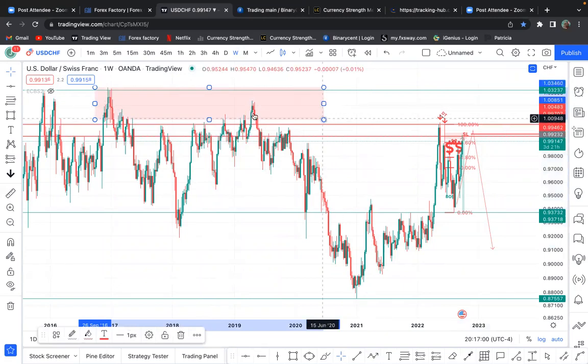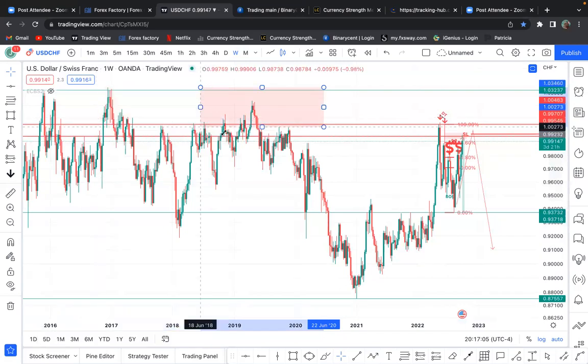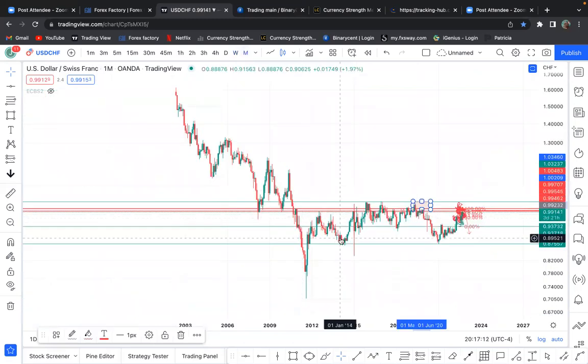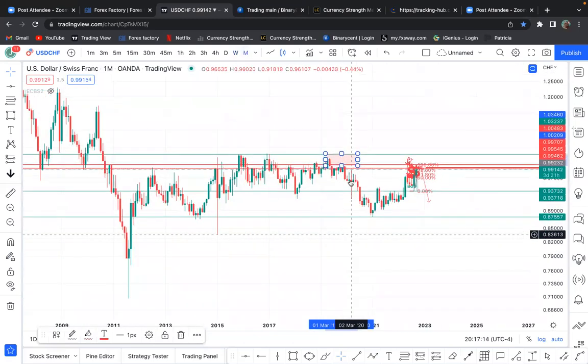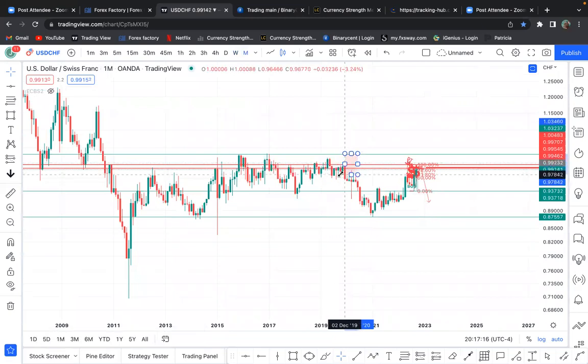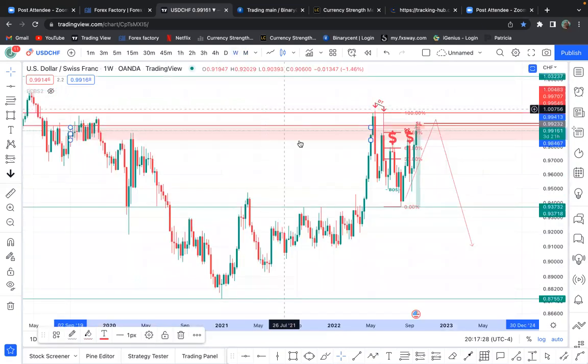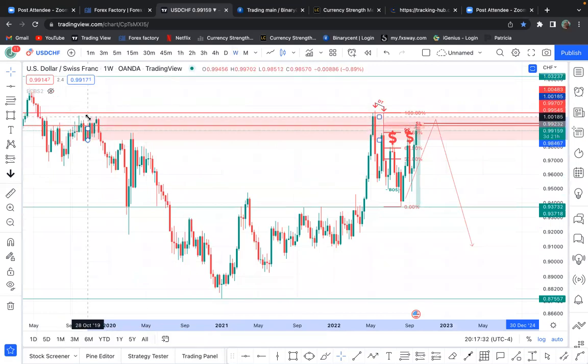Okay, so looking at this, price has mitigated this one. So this order block, I have to go back to the monthly so that I can see it properly. All right, so there is actually an order block here before the impulse to the downside. Okay, so that is the order block that the market is currently responding to. So if I drop back to the weekly, you're going to see clearly. All right, so this is it.